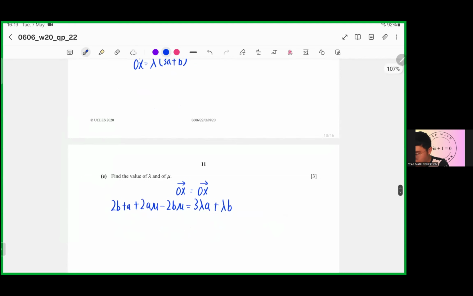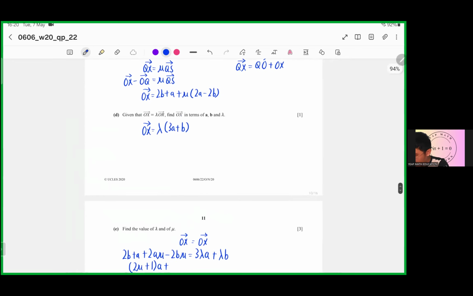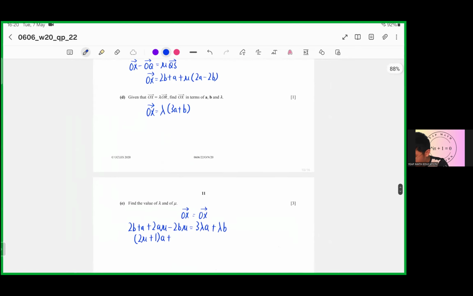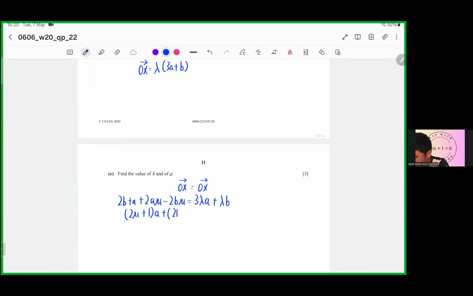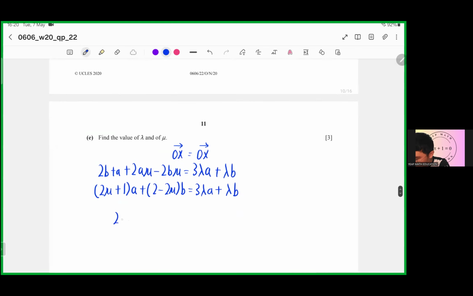So now we just arrange. 2U plus 1 A and then plus bracket 2 minus 2U B equals 3 lambda A plus lambda B. Okay, so 2U plus 1 equals 3 lambda and then 2 minus 2U equals lambda.